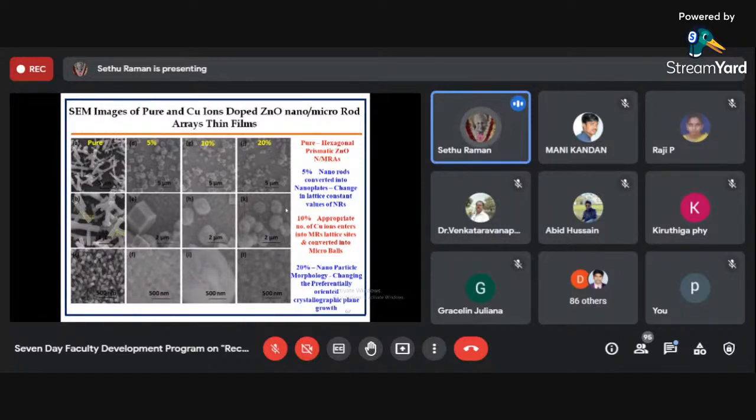It's a pure sample. After 5% of doping, you see here the nanorod is converted into nanoplates. It may be due to a change in the lattice constant values of the nanorods. Then when the doping percentage is increased to 10%, an appropriate number of copper ions enter into the micro rod lattice sites and convert into micro rod samples. And then at 20% copper doping into zinc oxide, you see that the nanoparticle morphology changes the preferential crystallographic plane to a different plane. We will see this in the XRD pattern later.